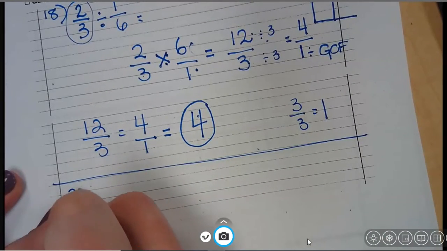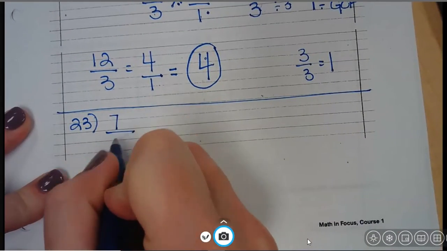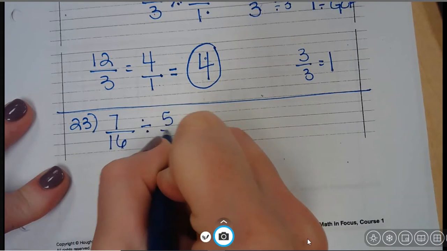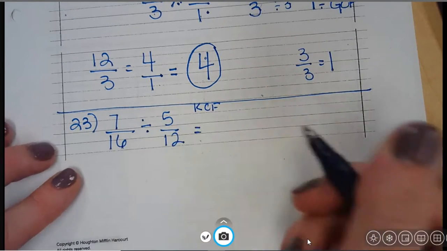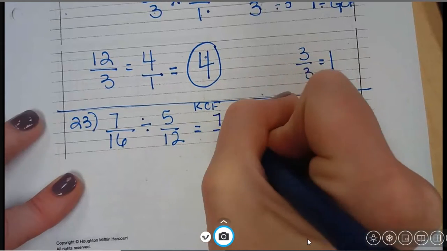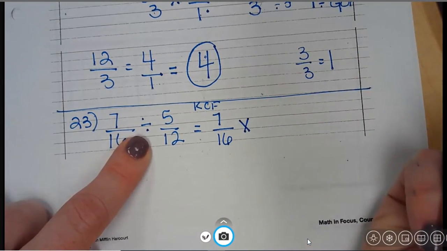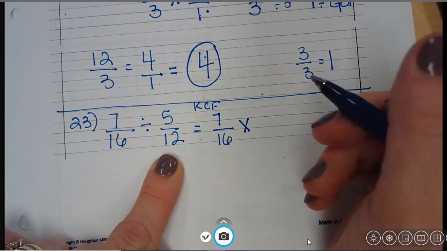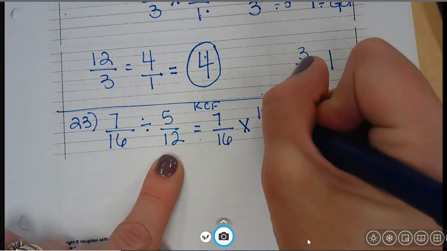We're going to try another problem just to make sure you understand all the different ways you could simplify. So if I have 7/16 divided by 5/12, hopefully you're remembering to keep, change, and flip. So this would be 7/16. I change the operation to the opposite, so division becomes multiplication, and then I flip my divisor to the reciprocal. So 5/12 becomes 12/5.